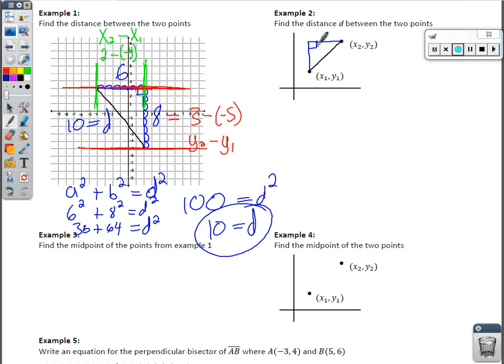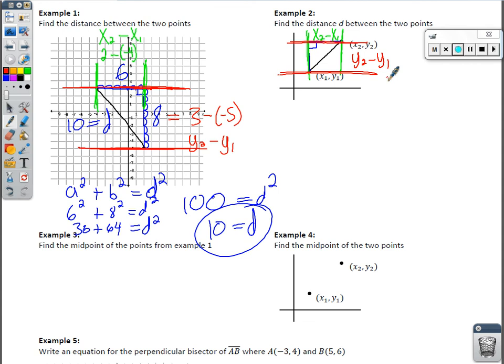And now let's look at the distances. On the top, we could say that the distance between this x value and this x value is x2 minus x1. So here we get x2 minus x1. We're going to subtract the x values to get that. And for the vertical distance, we can take this y value and this y value and subtract those, and we can get y2 minus y1.